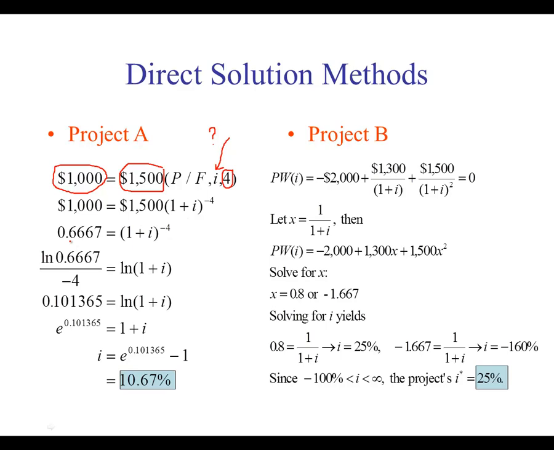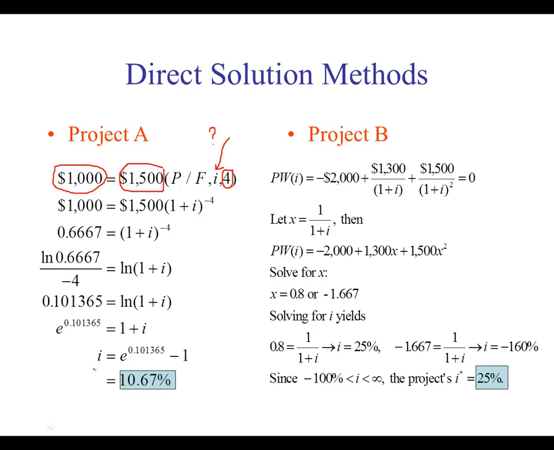Then we divide both sides by 1500. Dividing by 1500 will yield 0.6667, which will equal (1 plus I) to the power minus 4. Taking the logarithm for both sides, then dividing by minus 4 will give me a value at the end of 10.67%. And that will be the rate of return for project A.